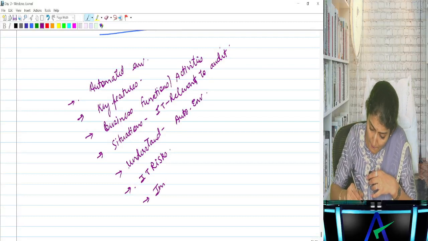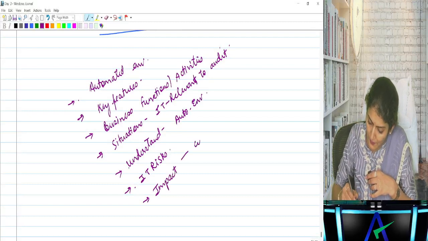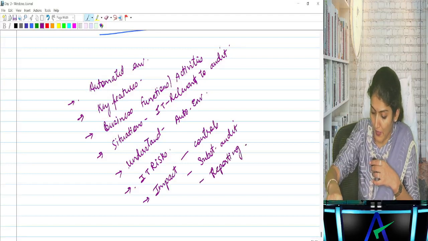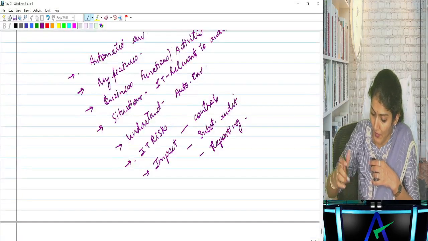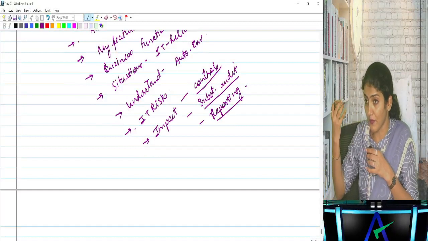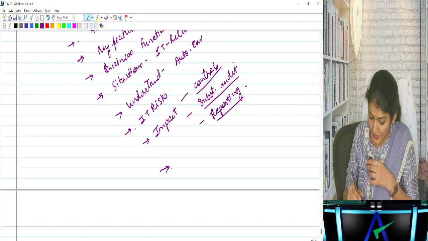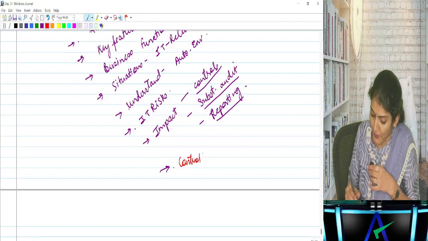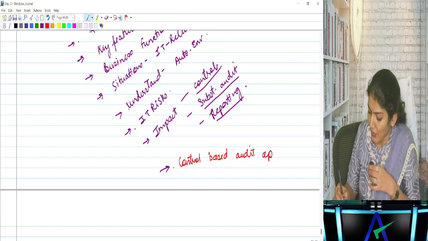Then what is the impact of this automated environment on my controls, control testing? What is the impact of the automated environment on the substantive audit procedures? And what is the impact of the controls on the reporting? Right, so impact of IT on the control testing, impact on substantive procedures, and impact of controls on the reporting to be done by the auditor. Then after that we have a question regarding the control based audit approach.